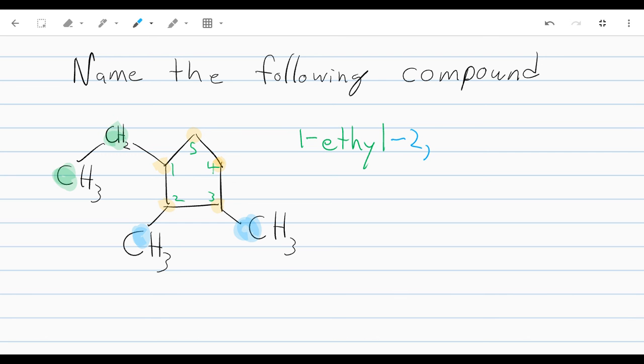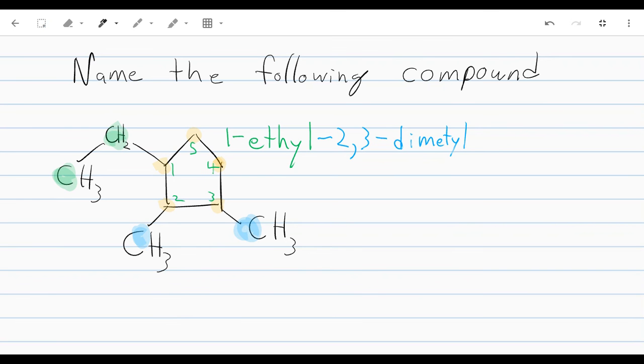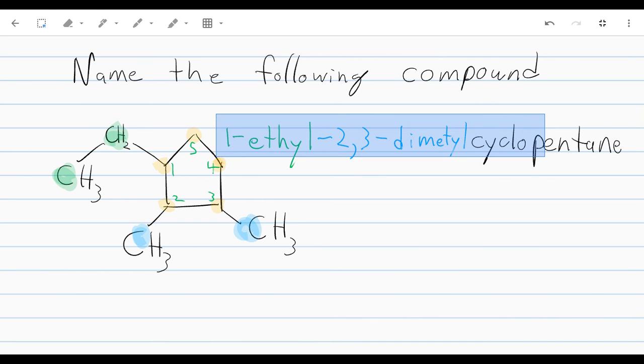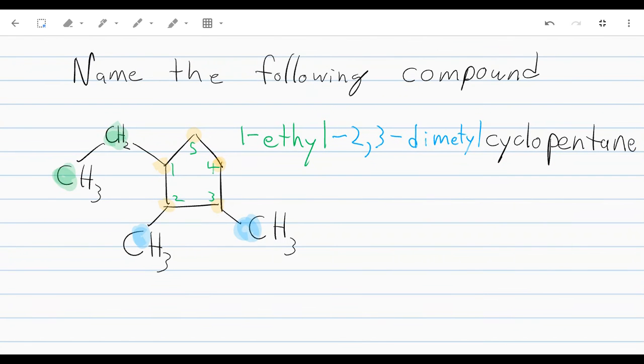Remember, dashes between numbers and letters. 2,3-dimethyl, because there's 2 of them. I'm just going to move over so I don't run into the end. Then it's cyclic, so I would add cyclo, and there's 5 single bonded, pentane. So the name here is 1-ethyl-2,3-dimethylcyclopentane as our final answer.